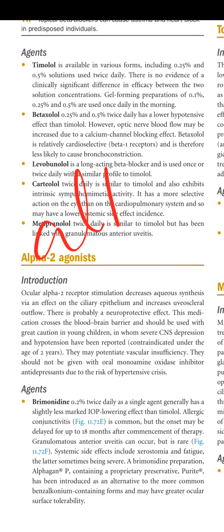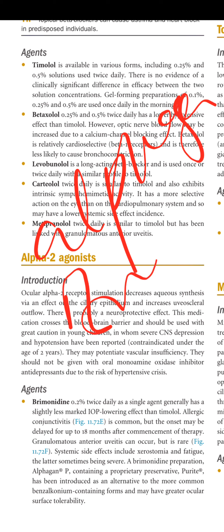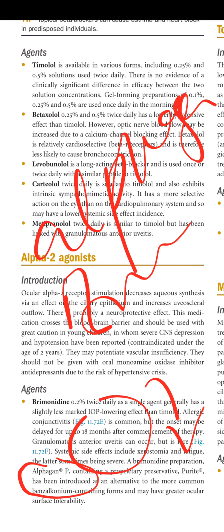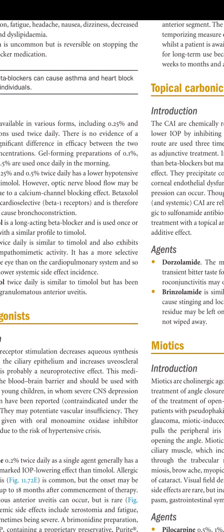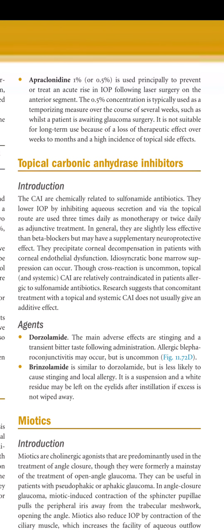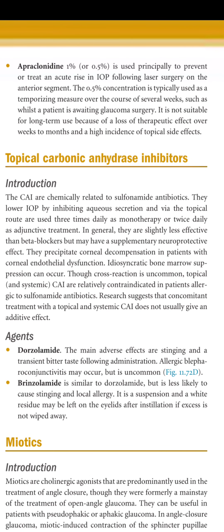So there is a brand name Alphagan that has brimonidine in it, but the preservative used is Purite, which has lower side effects than benzalkonium, which is the most commonly used preservative and causes more side effects.